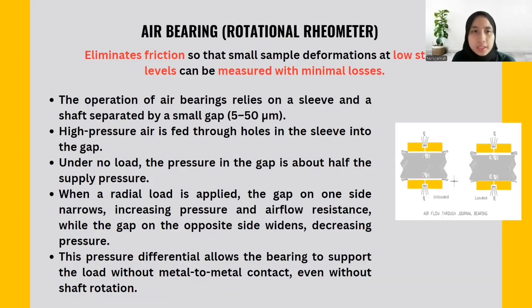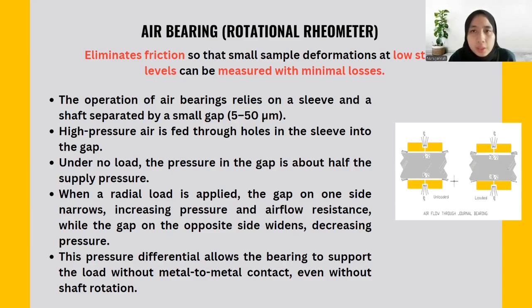The next component is the air bearing. It is also in the rotational rheometer. It eliminates friction so that small sample deformations at low stress levels can be measured with minimal losses. The operation of air bearings relies on a sleeve and a shaft separated by a small gap, which is only 5 to 50 micrometers. High pressure is fed through holes in the sleeve into the gap, and under no load, the pressure in the gap is about half the supply pressure.